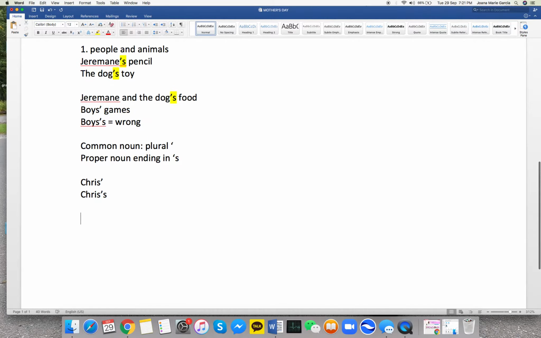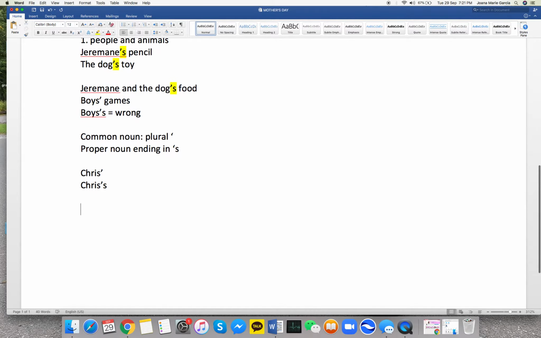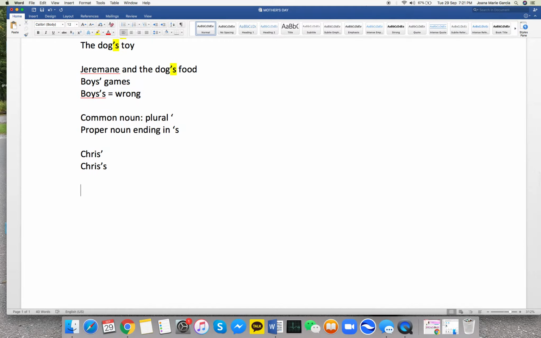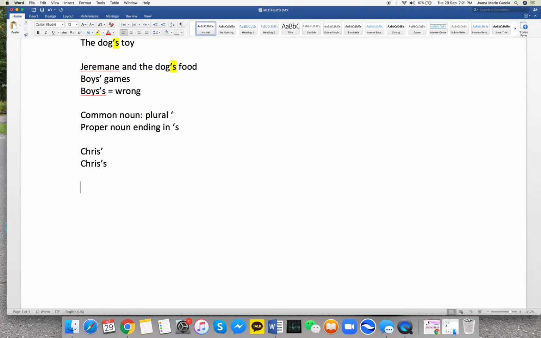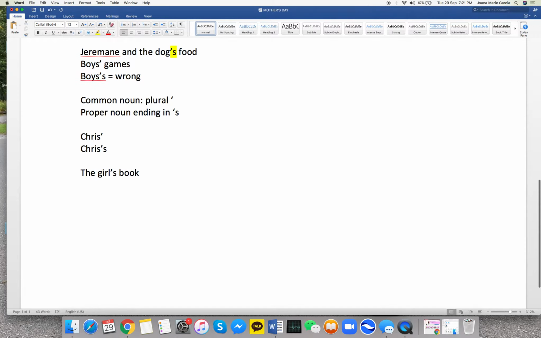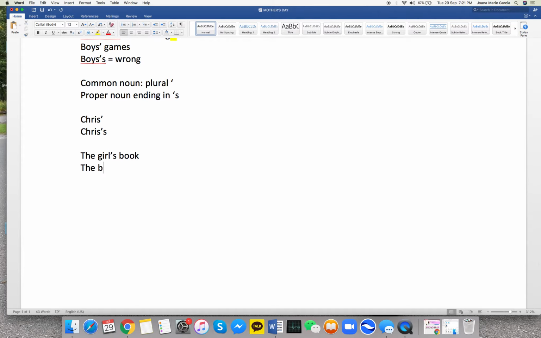Don't forget that. Now, can we use of for people and animals? In this case, no. However, if there is a phrase or a clause after the noun that modifies it, that's the time we can use of. What do I mean? If I say the girl's book, this is correct because girl is a common countable singular noun, so we need apostrophe s. Can I say the book of the girl is new? In this case, this is wrong.